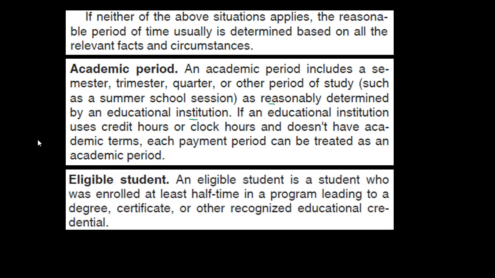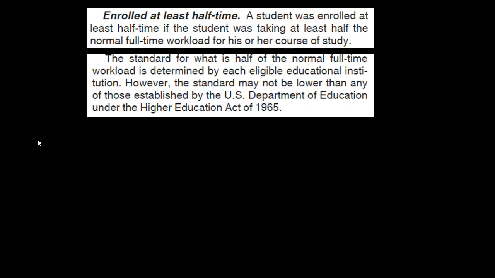Eligible student. An eligible student is a student who was enrolled at least half-time in a program leading to a degree, certificate, or other recognized educational credential. Enrolled at least half-time. A student was enrolled at least half-time if the student was taking at least half the normal full-time workload for his or her course of study. The standard for what is half of the normal full-time workload is determined by each eligible educational institution.